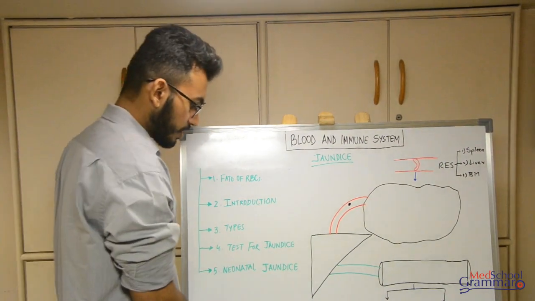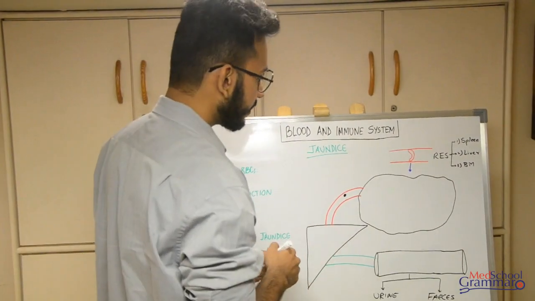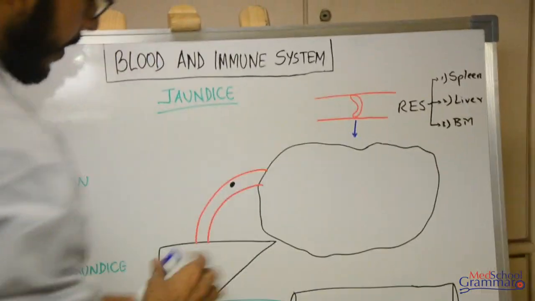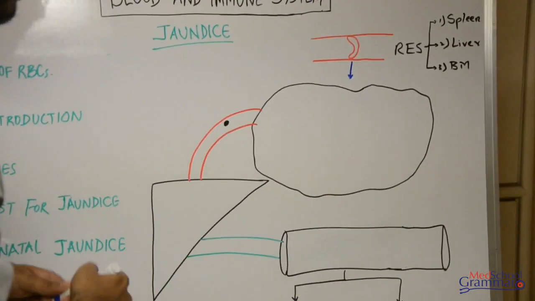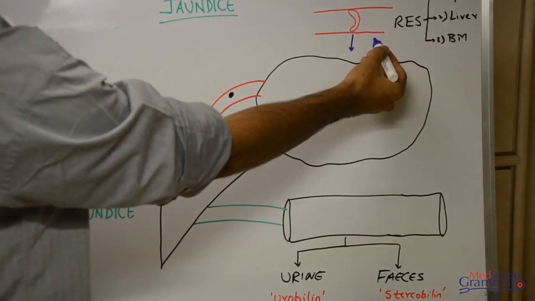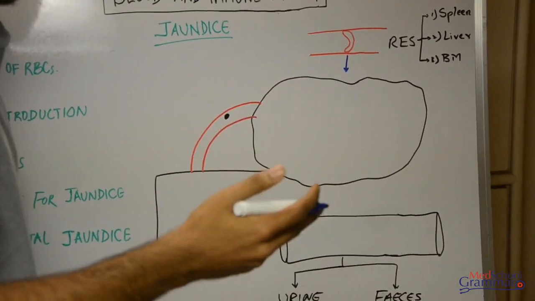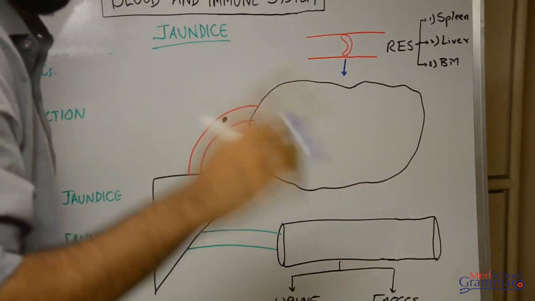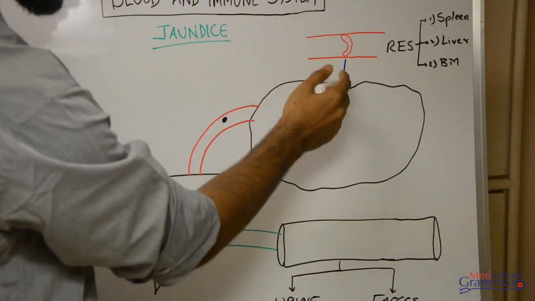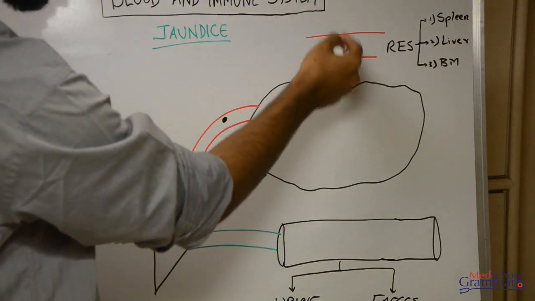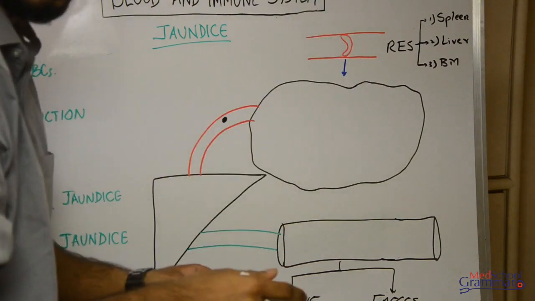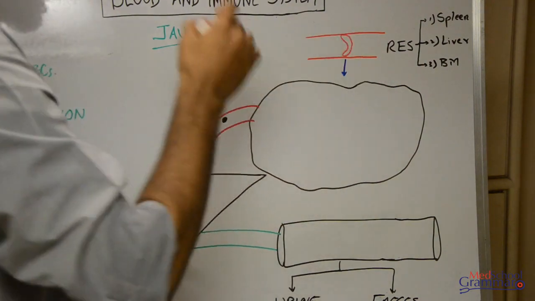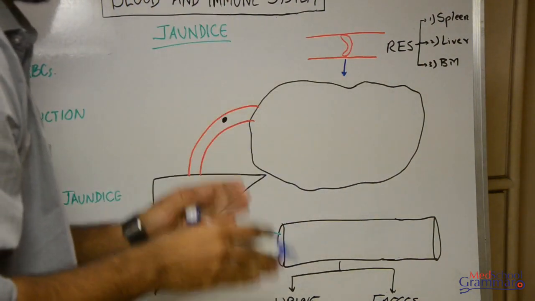Okay, so that can be explained by this diagram here. Now, let me just give you a brief outline of this diagram. This is a blood vessel, and this is an old RBC. Now, if you remember, the lifespan of an RBC is about 120 days, right? So after 120 days, certain changes take place in the membrane of the RBC which make the RBCs more fragile.